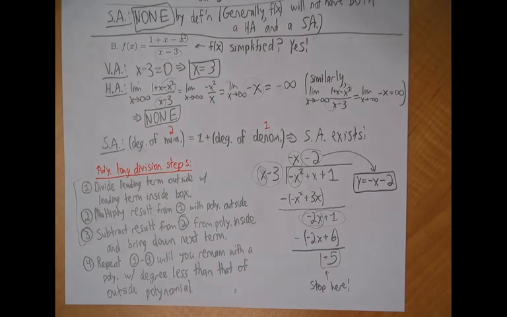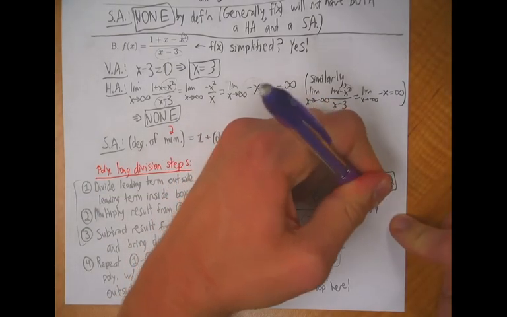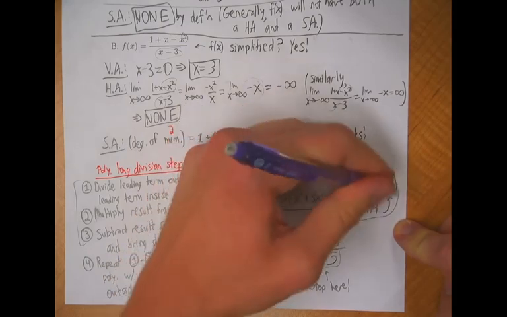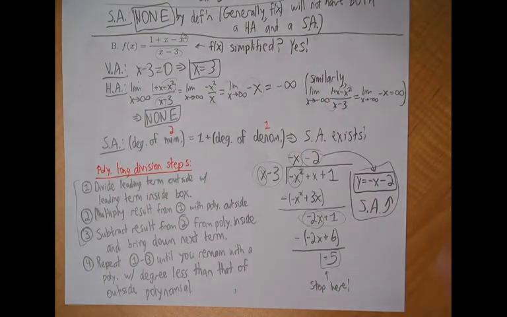Any questions on any of that? Okay, well, that's all I have for today. So would the answer just be negative x minus 2? Yeah, this would be your slant asymptote. Do you not do anything with the remainder? We don't have to worry about the remainder because all we care about in this case is just the slant asymptote.